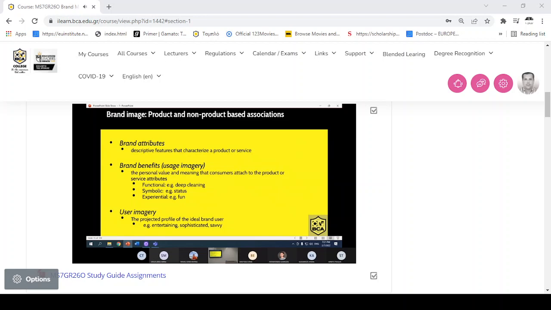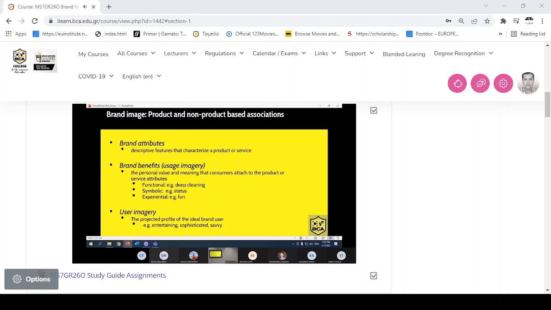There are 3 main types of brand image: brand image that stands for brand attributes, for brand benefits, and user imagery. And it's again a distinction between product and non-product based associations, which I defined earlier alongside the functional, non-functional continuum. The brand image part that stems from brand attributes concerns descriptive features that characterize a product or service. For example, a car that has sufficient horsepower to speed on the national highway, or any other inherent characteristics in the product.